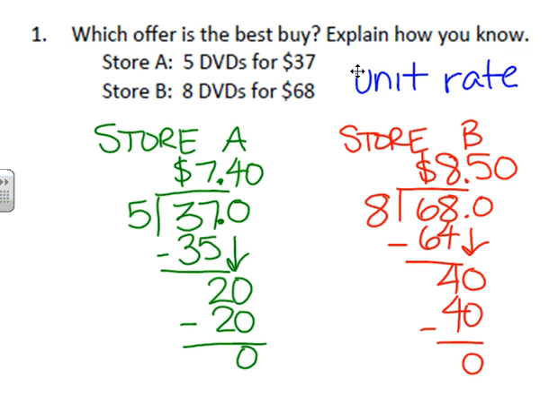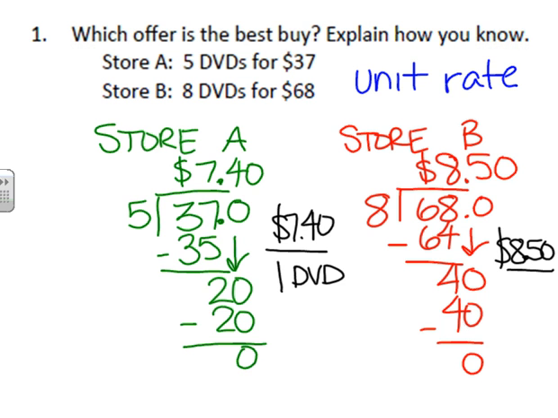Now that I've calculated the unit rates for each store, at Store A, it costs $7.40 for one DVD. At Store B, it's $8.50 for one DVD. So I can say that Store A has the lower unit rate, and you will actually save $1.10 per DVD if you buy from Store A rather than Store B.